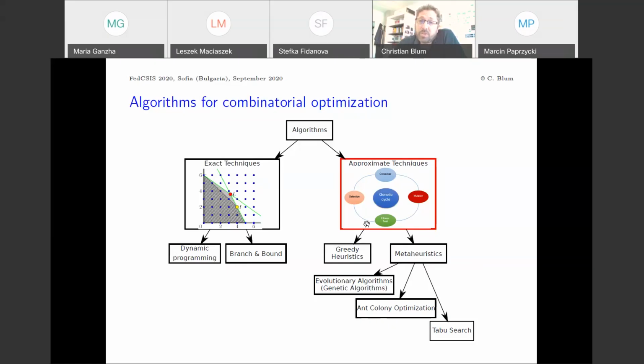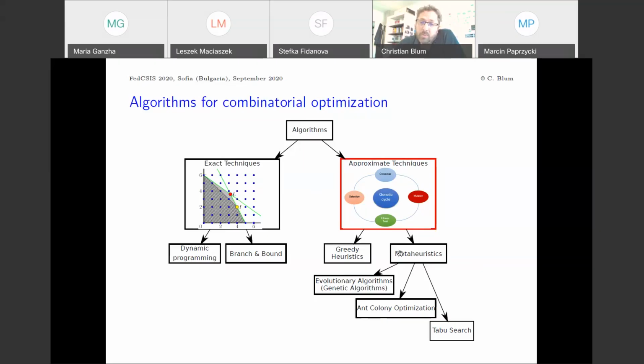On the other side, we have approximate techniques. Okay, so sometimes it might not be possible, maybe due to the size of the problem instance that you are tackling, to use an exact technique, so you have to use an approximate technique. And some of the most simple approximate techniques are greedy heuristics. Okay, so there you start with an empty solution and you add one component at a time until you have a complete solution. On the other side, you have metaheuristics.